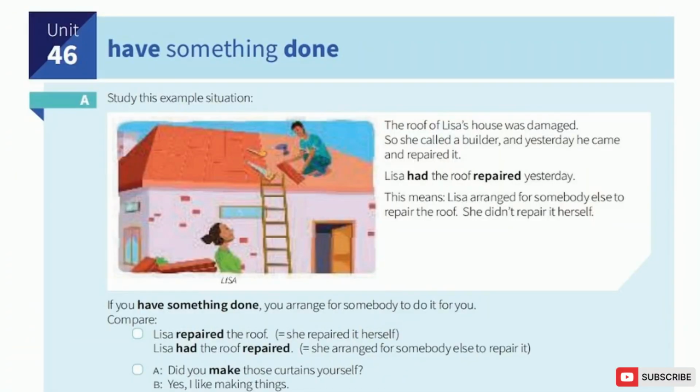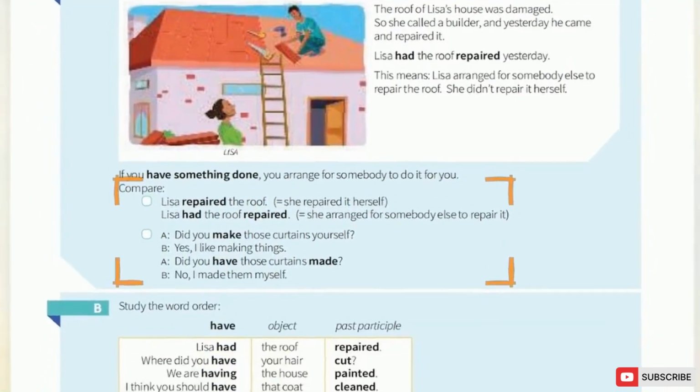Take a look at this illustration. We have Lisa with a damaged roof, and as you can see, she's hired a professional builder who is making the repairs while she stays safely on the ground. Now, look at the text block right beneath that drawing.